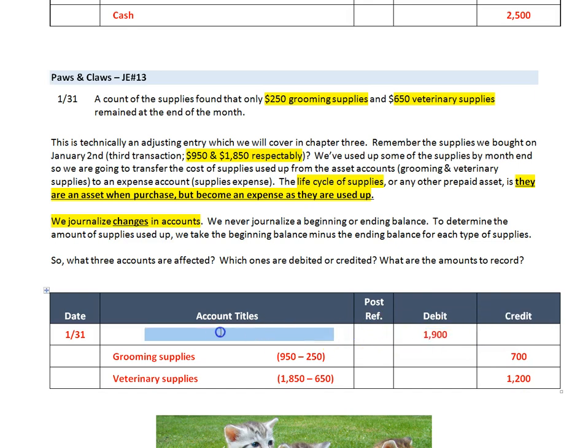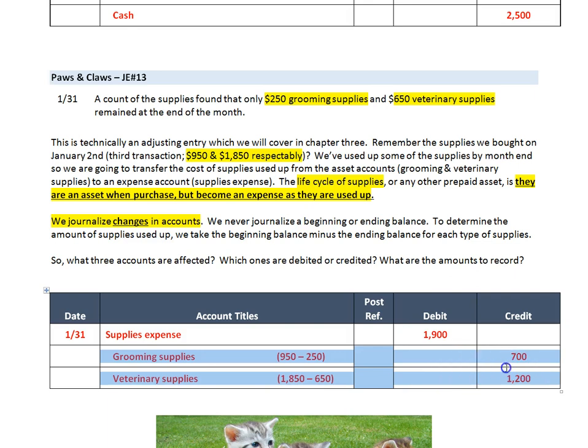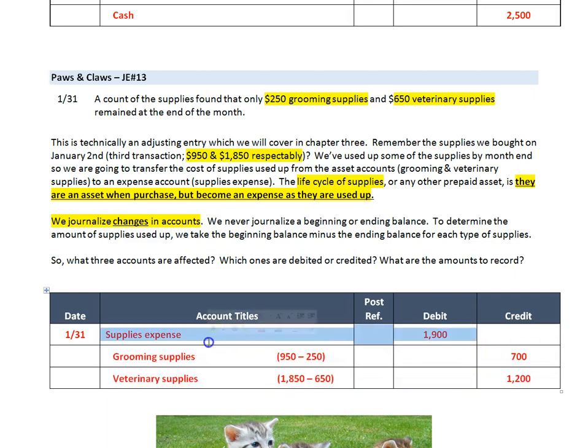What account do we want to hit? Alright, so these are supplies. We've used them up. Anytime we use up a business resource, it's an expense. So we're going to debit, in this case, supplies expense. So we had supplies expense of 1900 representing the cost of the supplies that we've used up in January. So notice we recorded them as supplies initially, but as we use them up, they go out of the supplies account, out of the asset account, into an expense account.